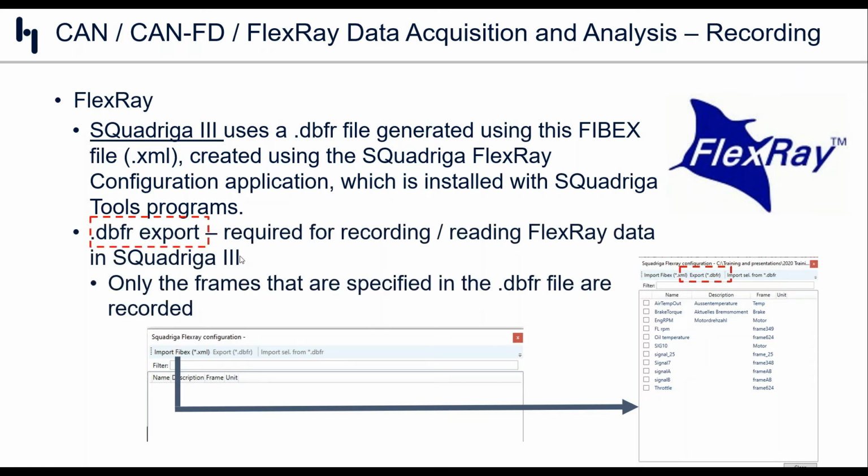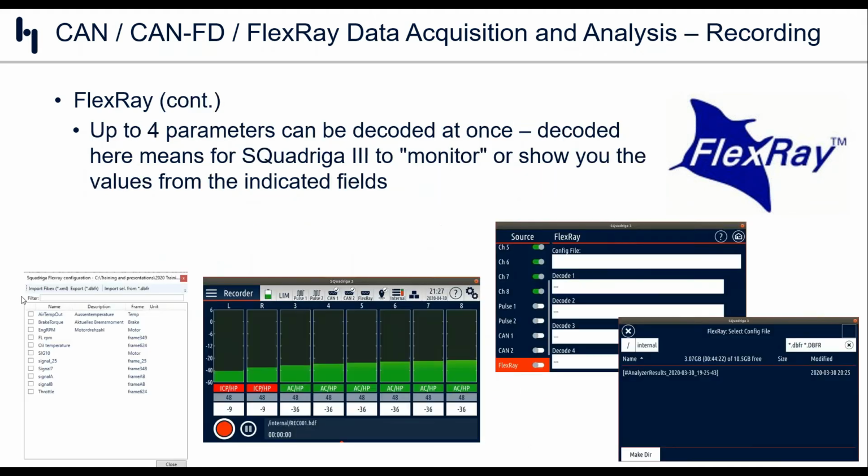Notice that the DBFR export required for recording and reading FlexRay data on Squadriga 3 is available in these locations. Only the frames that are specified in the DBFR are recorded. So it is vital that if you plan on getting FlexRay data, you create a DBFR file from the XML file calling out what parameters you're looking for. FlexRay does require you to choose what you want beforehand. Up to 4 parameters can be decoded, again, monitored at once, and they show up in the values from the indicated fields here.